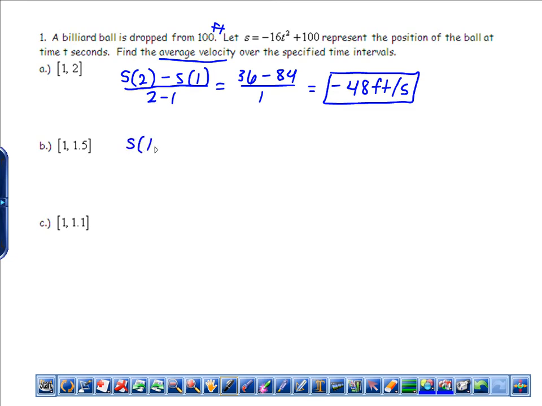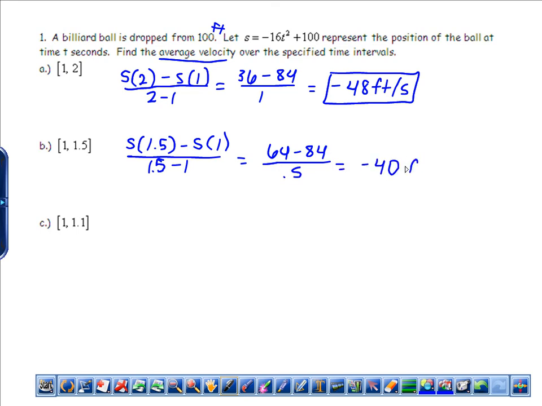But we're going to do this the same way. S of 1.5 minus S of 1, all over 1.5 minus 1. And here we're going to get 64 for the S of 1.5, again minus 84, and 1.5 minus 1 is 0.5. And so you can calculate that, and we get negative 40 feet per second.